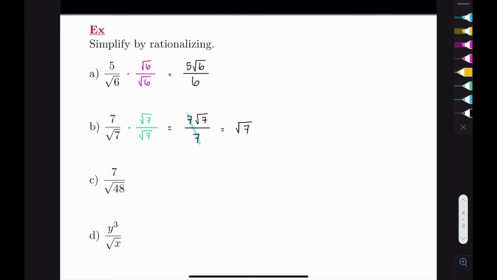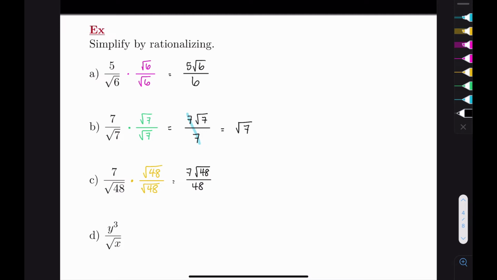For this next one, same thing. I'm going to go ahead and just rationalize first. So we go ahead and multiply by the square root of 48. And so we get 7 root 48 over 48.